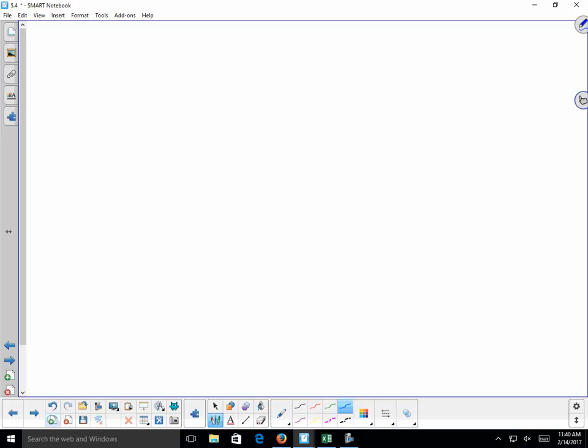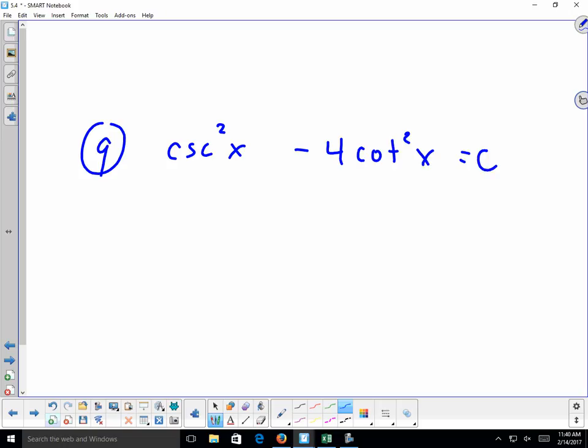Yes? For number 9, it says cosecant squared x minus 4 cotangent squared x equals 0. Is it 1 plus cotangent squared is equal to cosecant squared? You guys are all working on memorizing these, right? Because for this test, you have to have all your formulas memorized. All right.